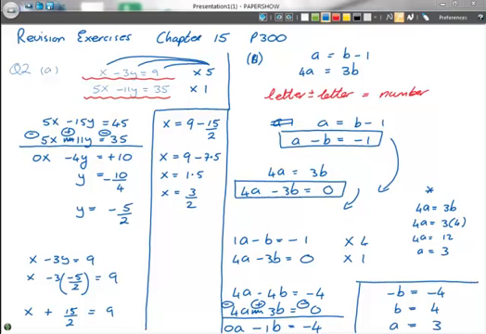Okay. Moving on to the b part. So you have to solve some equations. So the first one, part 1, says 7x plus 1 all over 5 is equal to 3.